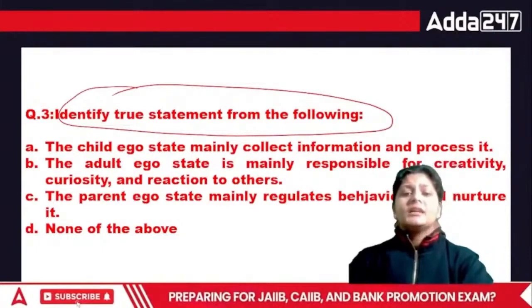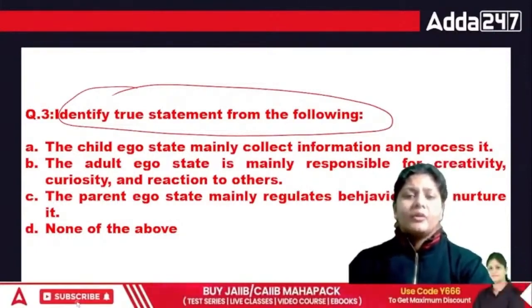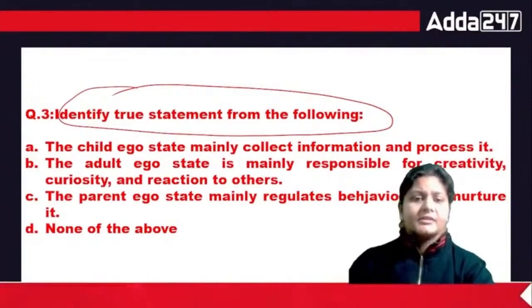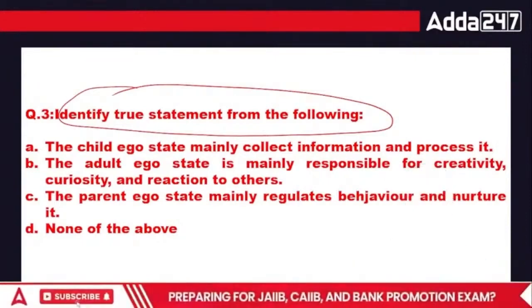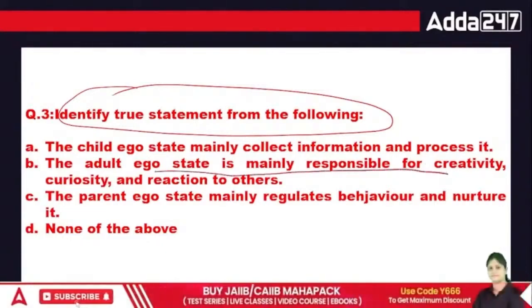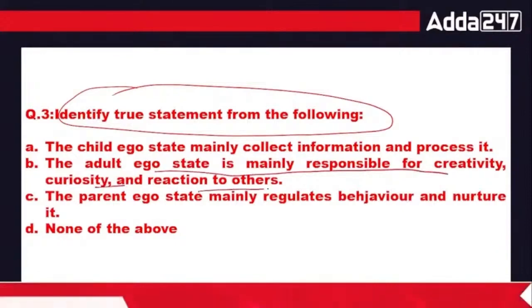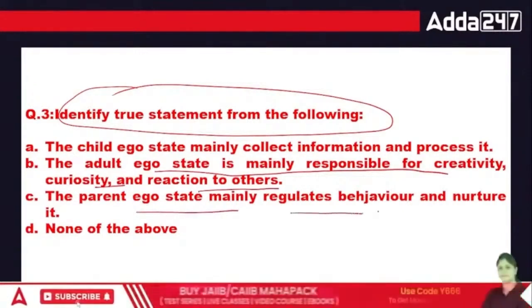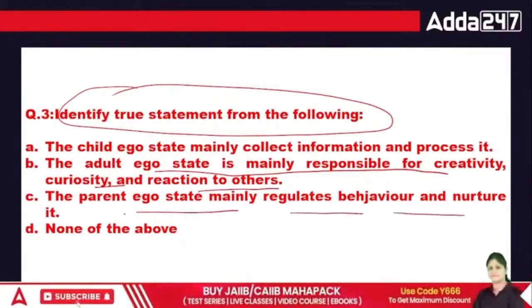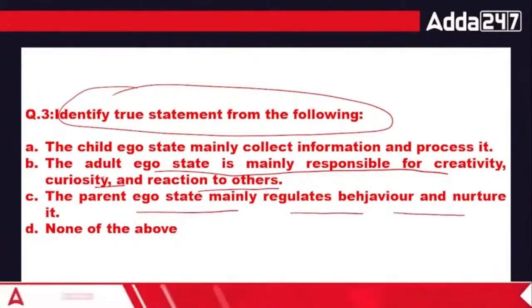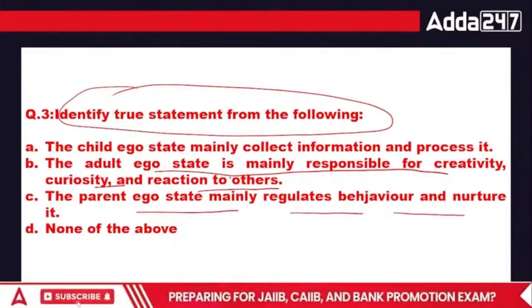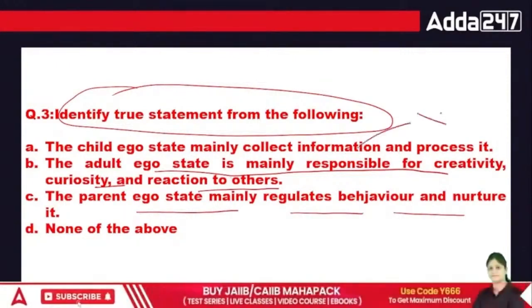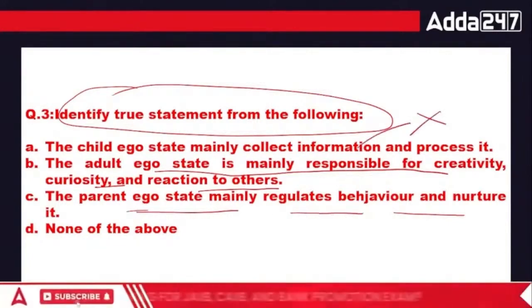Number one is: the child ego state mainly collects information and processes it. This is your first option. The second is: the adult ego state is mainly responsible for creativity, curiosity and reaction to others. The third is: the parent ego state mainly regulates the behavior and nurtures it. So which one is the correct statement? See, child ego state mainly collects the information and processes it, which is completely wrong.